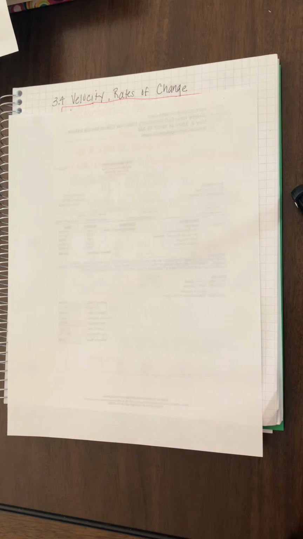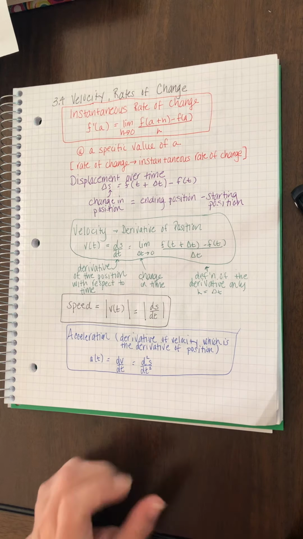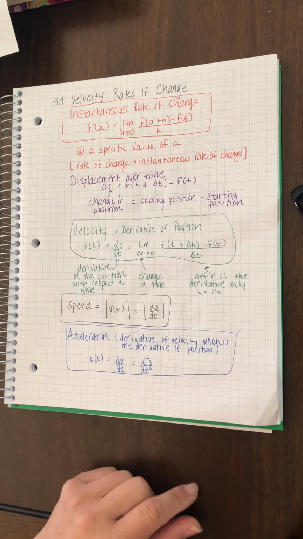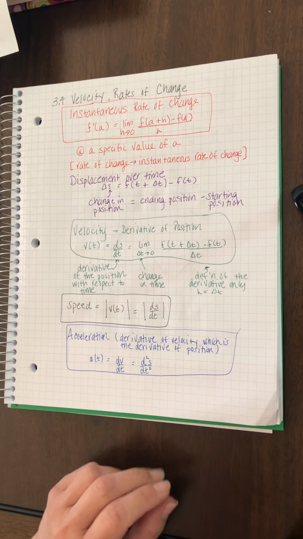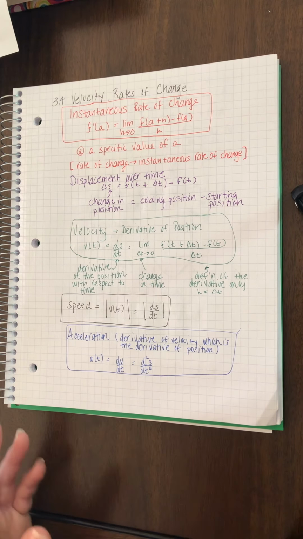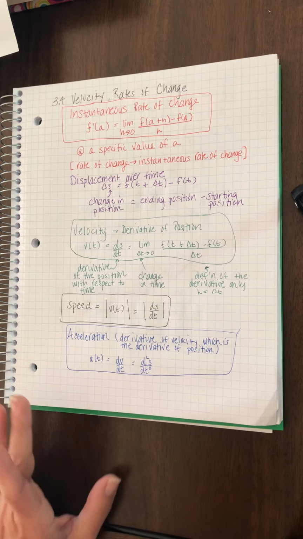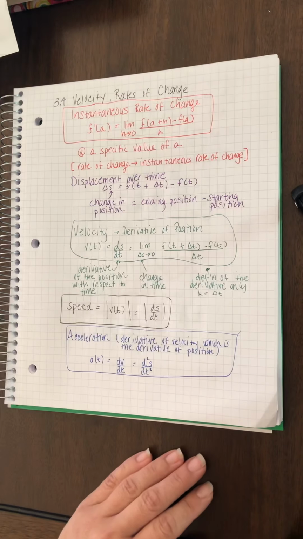Hi everyone, this is section 3.4, velocity and rates of change. This sheet that I have here is all of the different formulas that we're going to be using for this section. So you might want to push pause and write it down, or I'm going to post all of my notes. I'll post them as a PDF on Classroom, so maybe you just want to print them there. But these are all the formulas that we're going to be using throughout this section.